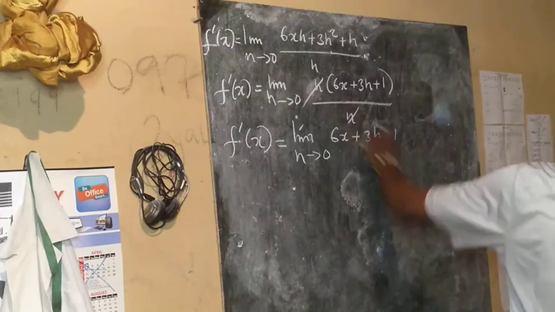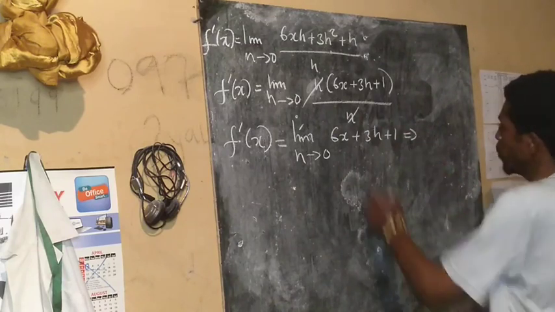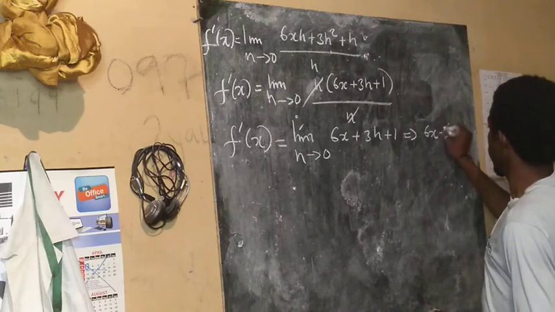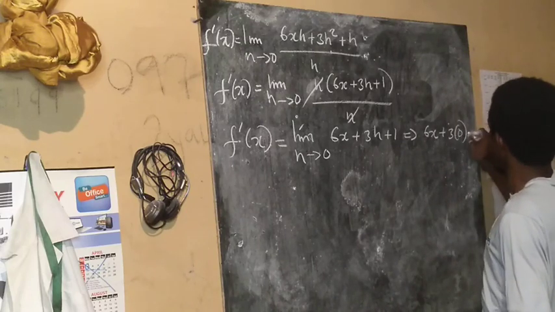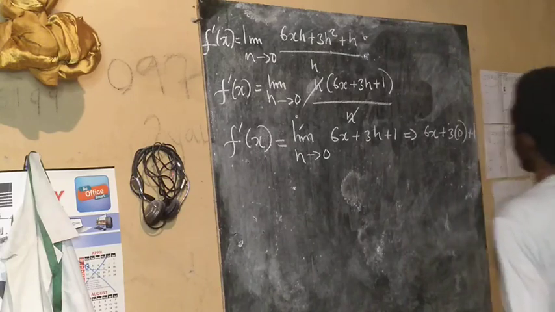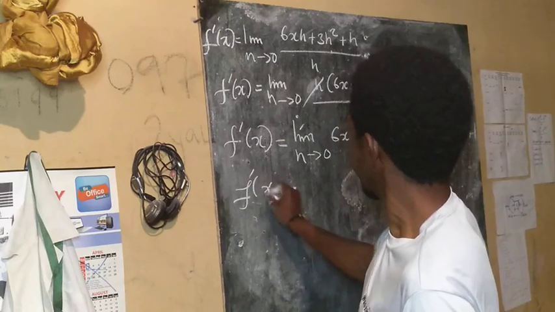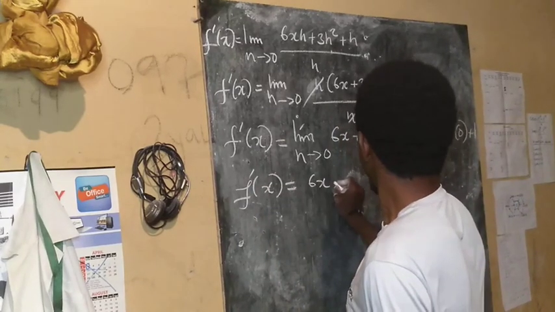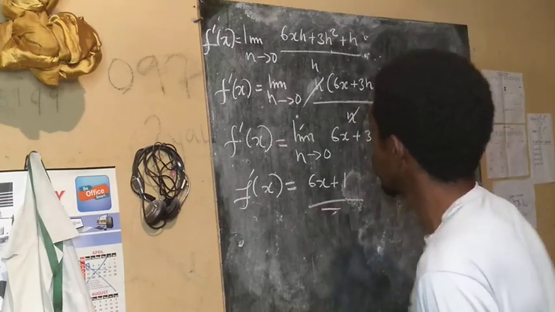Since h and h have cancelled, when h is approaching 0, this implies the 6x, plus 3 times 0, plus 1, like that. Meaning f prime of x equals 6x plus 1. So this is our solution.